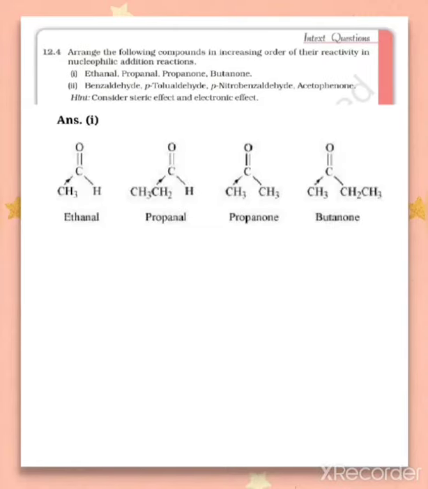First, we have to make the structures of each. Now here in the first case, ethanal, that is the structure is here, propanal structure, propanone, that is a ketone, and butanone, that is here. So first we'll be making the structures for these. Then we need to arrange this in the increasing order of their reactivity towards the nucleophilic addition reaction.